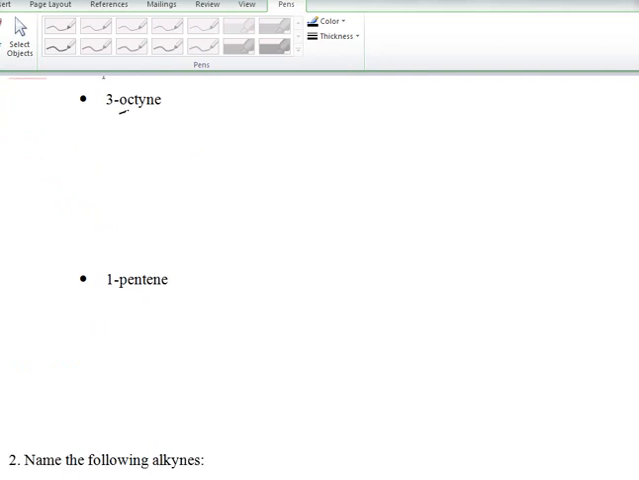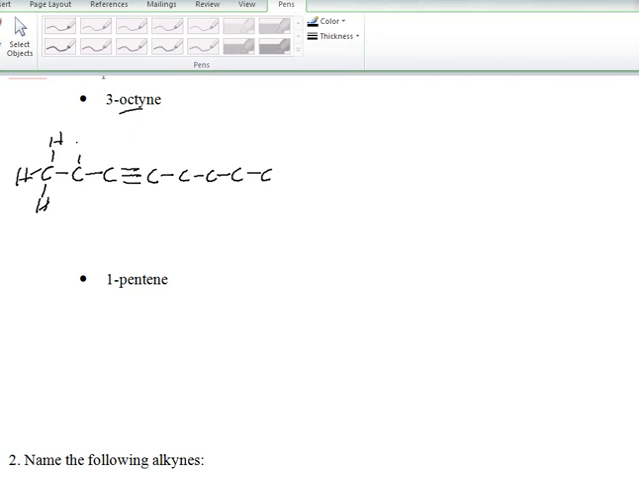So here we see 8 carbons. YNE implies an alkyne, and that's after the 3rd carbon. So if we draw the expanded structural formula, we get to the 3rd carbon, we need to draw the alkyne. 5, 6, 7, 8. Again, filling in hydrogens.